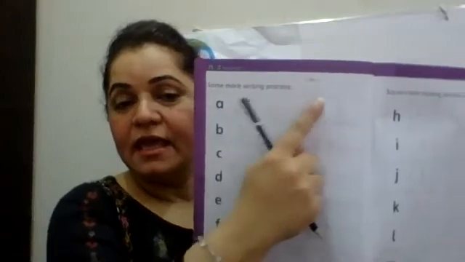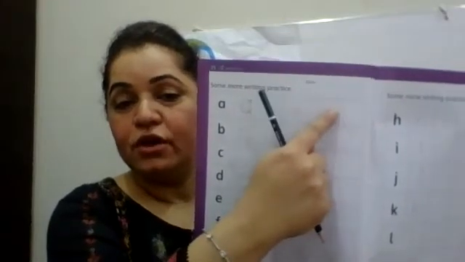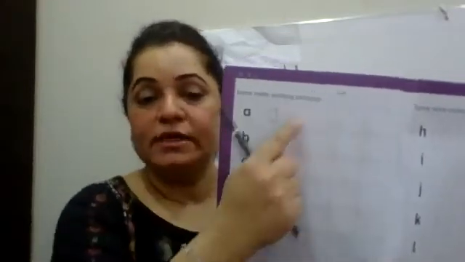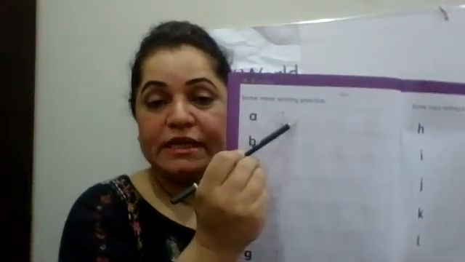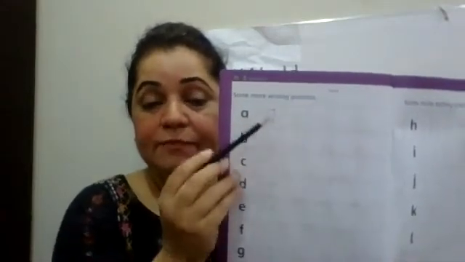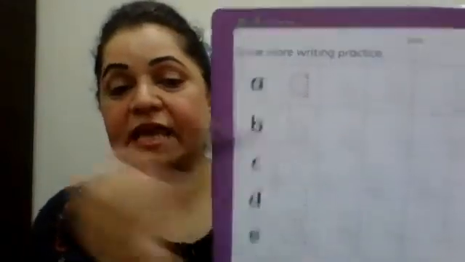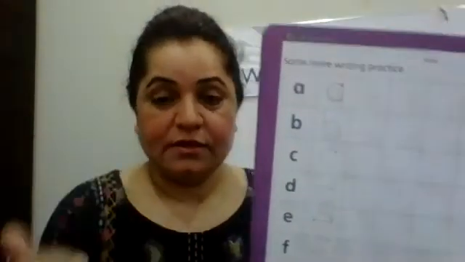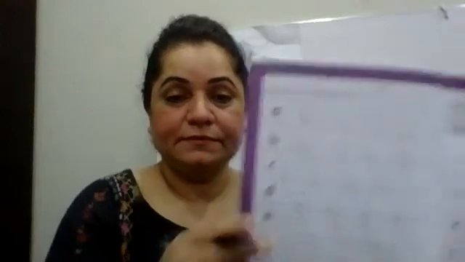A, A, A, A. These two you're going to do for your homework, right? Okay. Now you're going to write here A, write here A, after tracing this A 3 times. Yes, 3 times. Good.